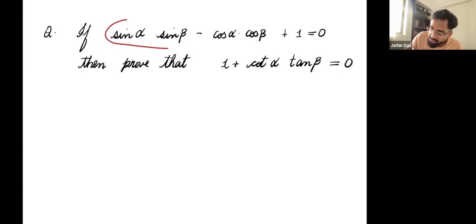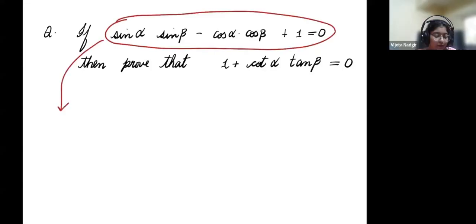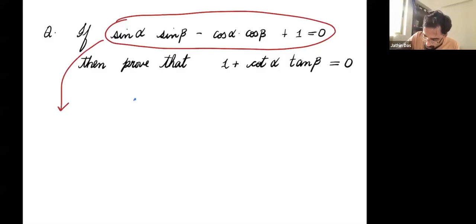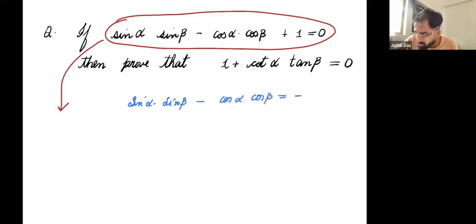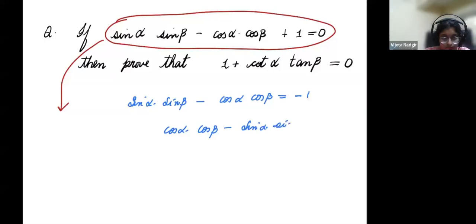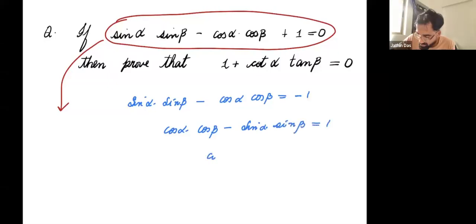First, you tell me what did you do with this equation? That one I got is cos alpha plus beta is equal to 1. I took minus 1 common, and then I shifted that 1 to the other side. Good. So sin alpha sin beta minus cos alpha cos beta is equal to minus 1. Now you take minus 1 common, as you said: cos alpha cos beta minus sin alpha sin beta is equal to 1, which is cos alpha plus beta is equal to 1.